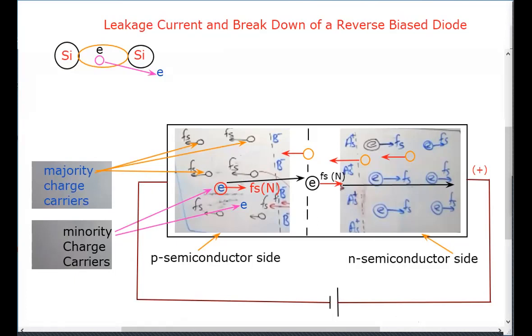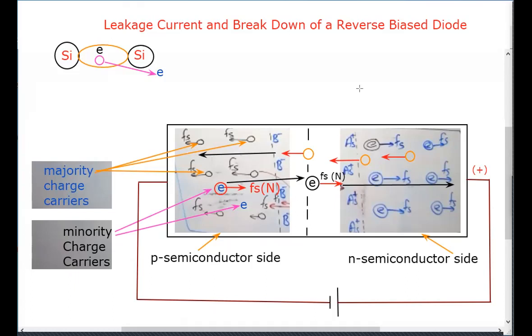Therefore, this hole will be moved from N semiconductor side to the junction to the negative terminal of the battery, right? So it means holes in the N semiconductor side are moved to the P semiconductor side across the junction.